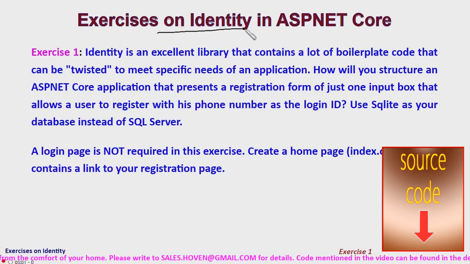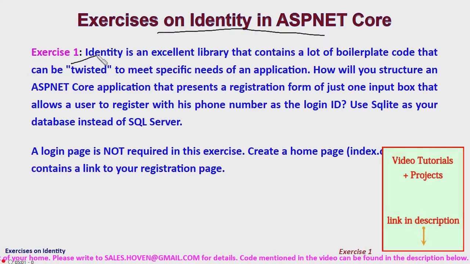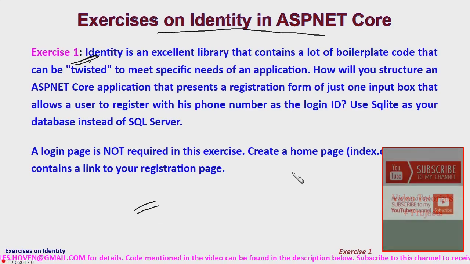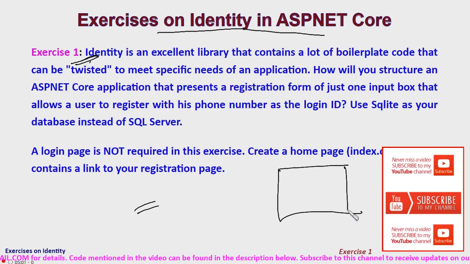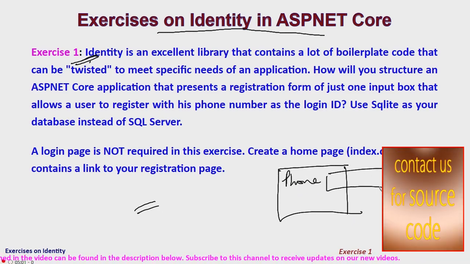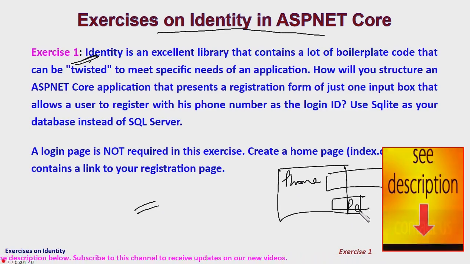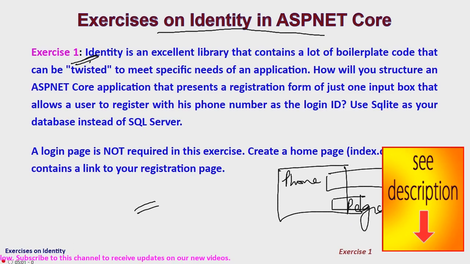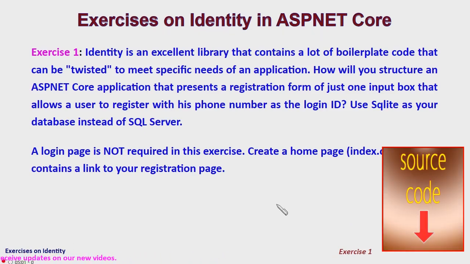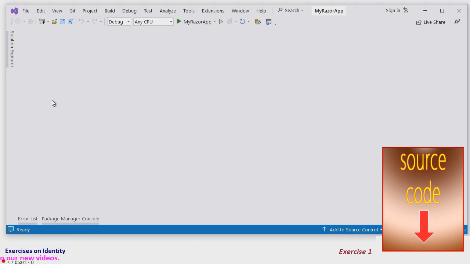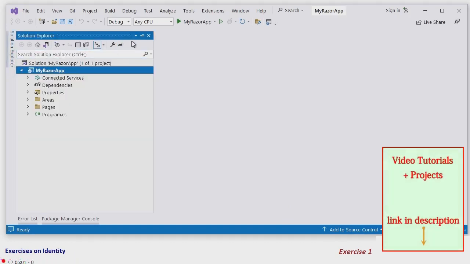So we have exercises on identity. First exercise, you must have already read it, and this is the plan. We have a box for phone number. We have a button for register. So this is the simple form to be created, and this is the project that solves this problem.